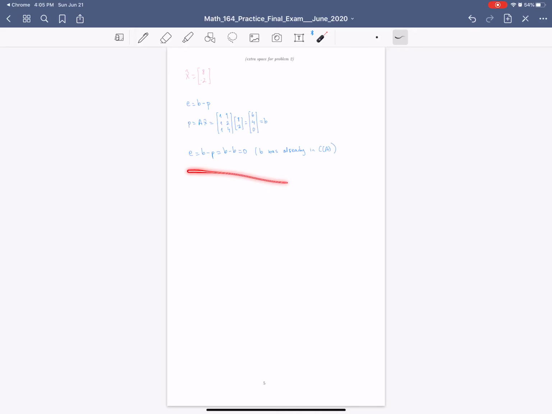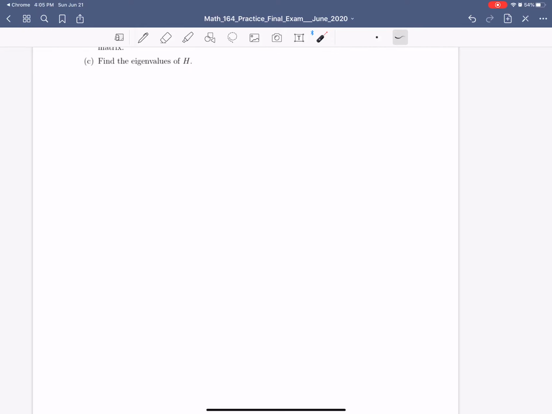All right. But of course, the solution is general. You could have a different kind of b so that b minus p is not the zero vector. Next problem.